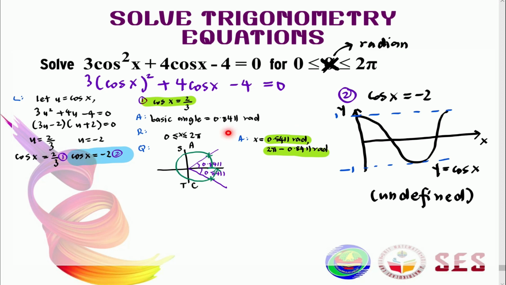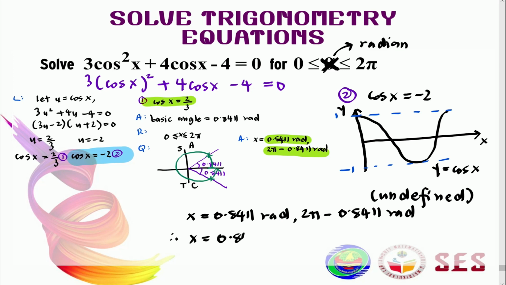And therefore, our final solution for this question should be just from these two angles. So our solution is x equals to 0.8411 radian, 2 pi minus 0.8411 radian. So therefore, x equals to 0.8411 radian and 5.442 radian. With that, the end of this chapter.